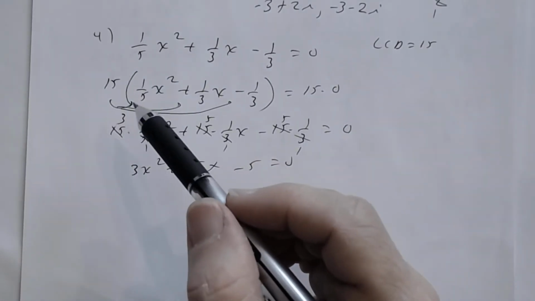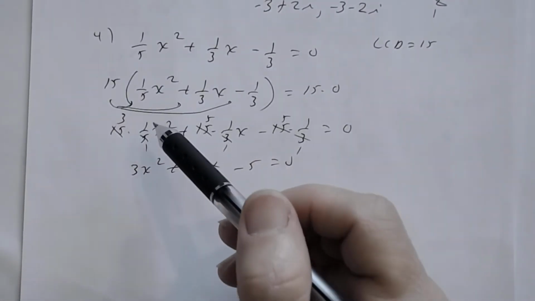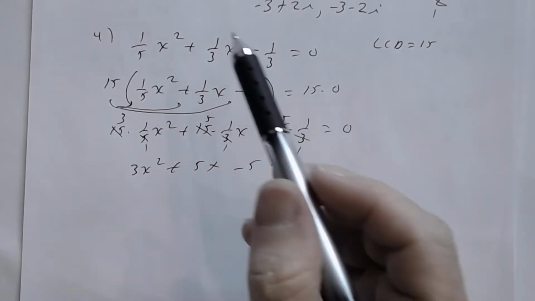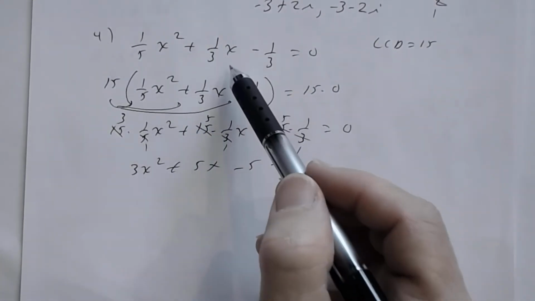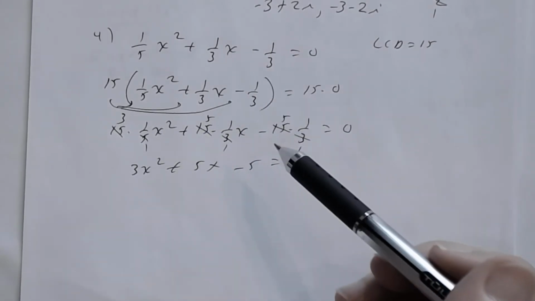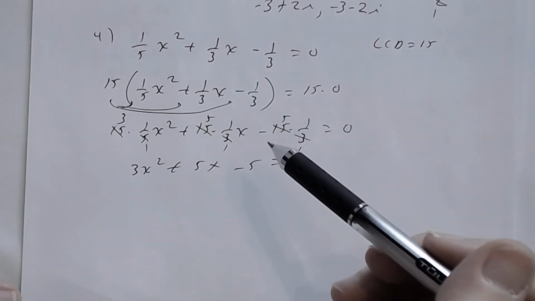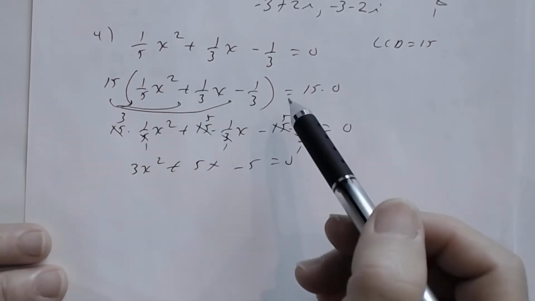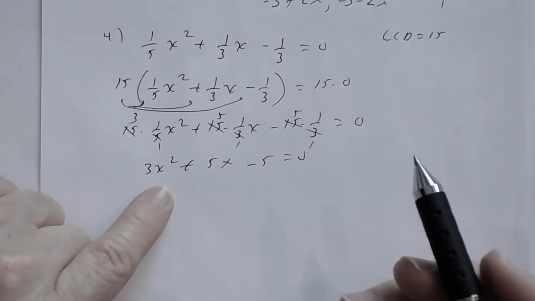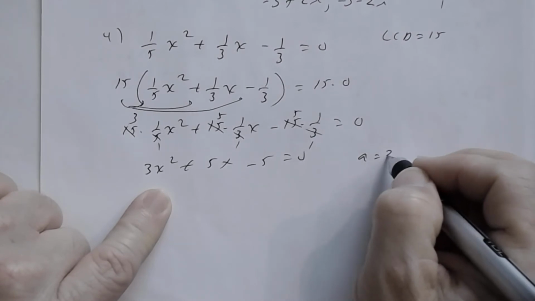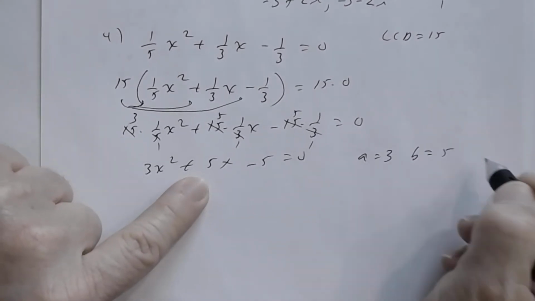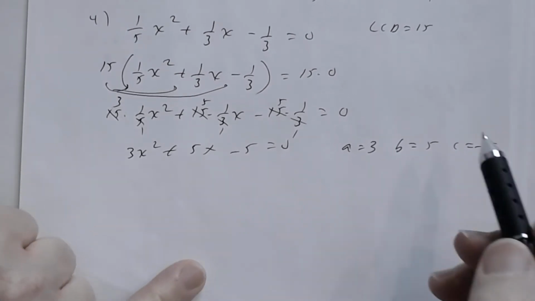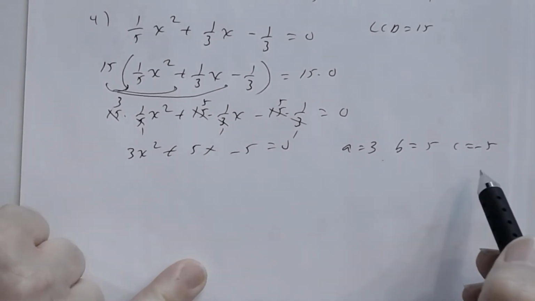You're going to have a very difficult time simplifying whatever you end up with. All right, so don't say A is 1/5. Don't say B is 1/3. Don't say C is negative 1/3. You will have a very difficult time using the quadratic formula. So do this and then say A is 3, B is 5, and C is negative 5. So notice it makes things a lot easier for you if A, B, and C are integers.